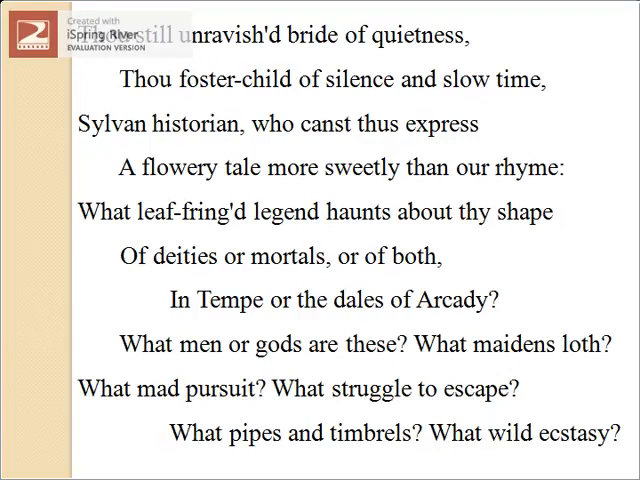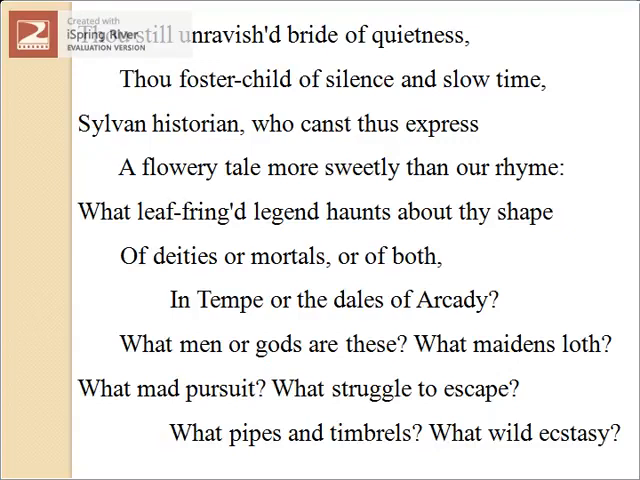So the poet says that this Sylvan historian, the way it has painted the entire story in a flowery way over the surface layer of the Greek urn, it seems to exceed the rhythmical quality or the nature of rhyme of poetry, and it is more musical. And then he's just looking at the surface layer of the urn, and he imagines what pictures are available there: what leaf-fringed legend haunts about thy shape.